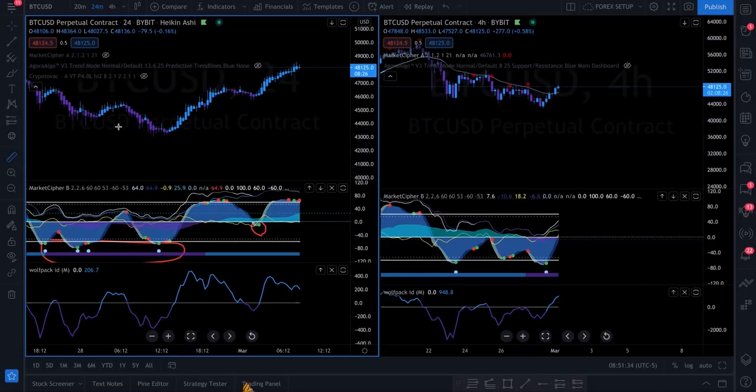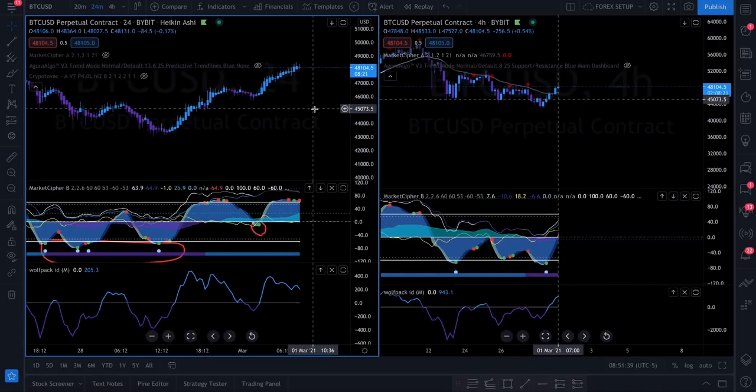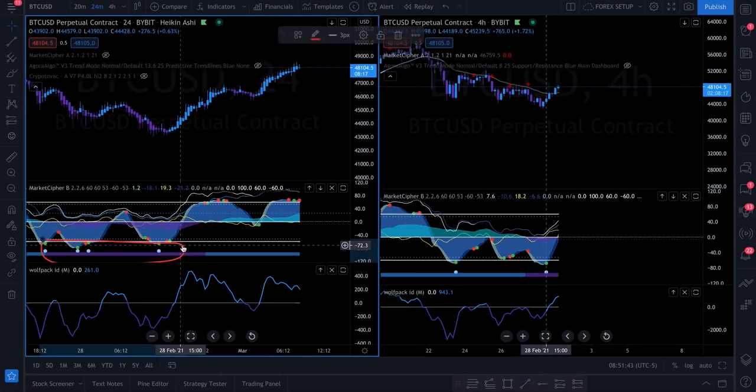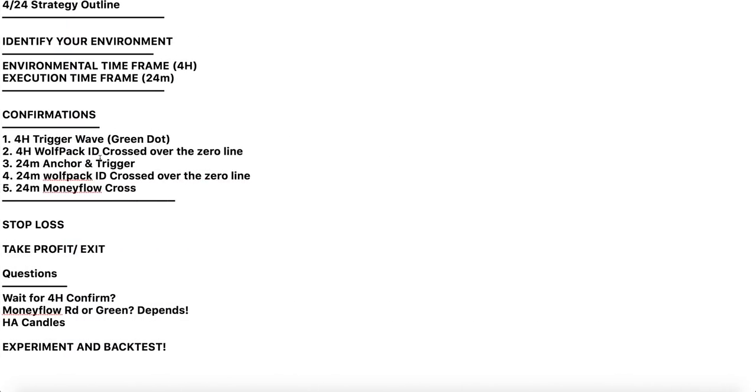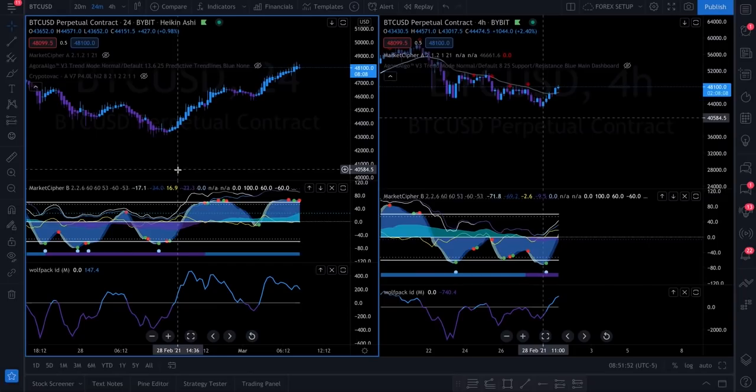You could have entered here and made a nice 11, 12%. So there's a lot of variations. This is why I encourage you, if you're new, not to just start out by doing exactly what this says. Once you get more experienced, go and backtest these things and start to tweak little things and say, okay, I'm going to backtest this strategy if I don't wait for the 4-hour to confirm. It's kind of hard to do because it's hard to know when exactly the 4-hour confirmed in hindsight.